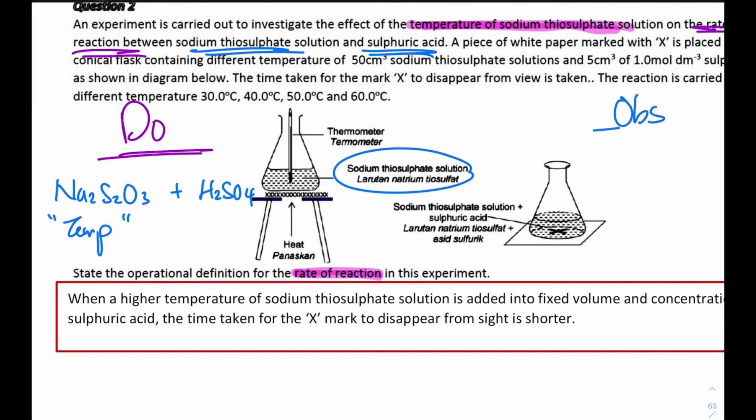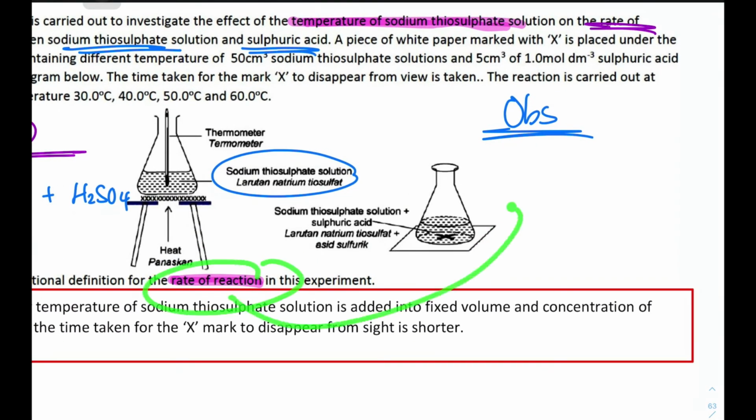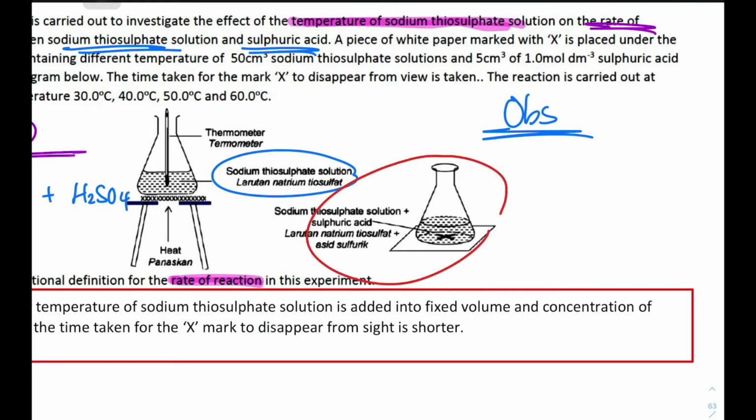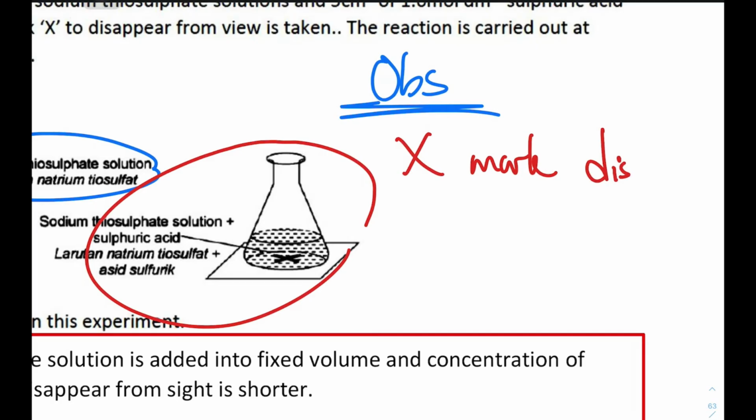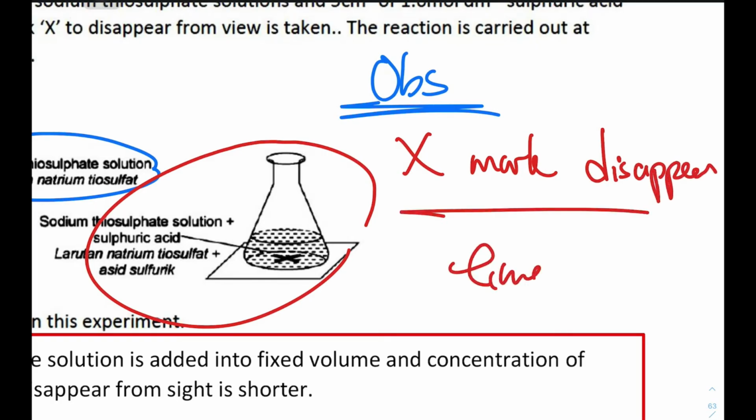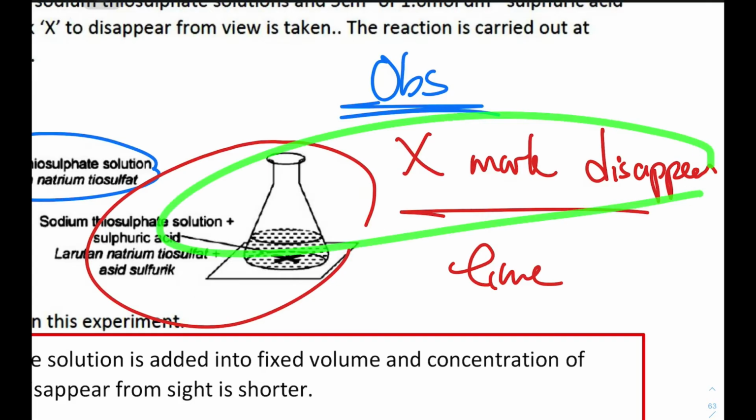What do we have to observe in this experiment? How do I know the rate of reaction will be higher or lower? I have to observe whether my X mark has disappeared or not. And then, over time, same thing. How long does it take for the X mark to disappear?